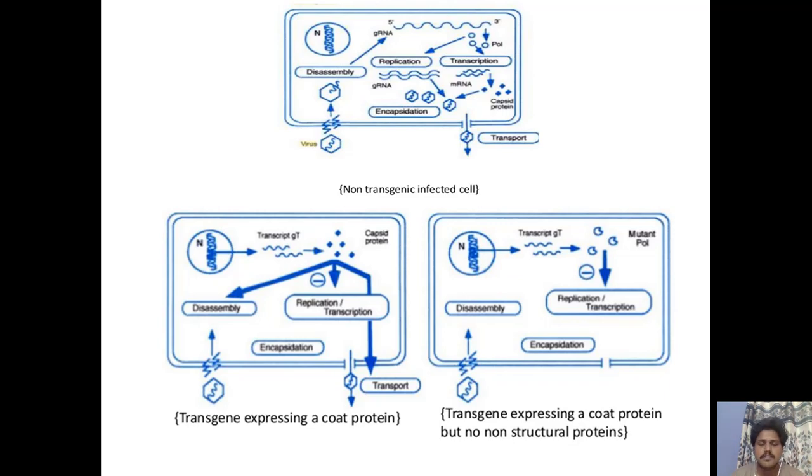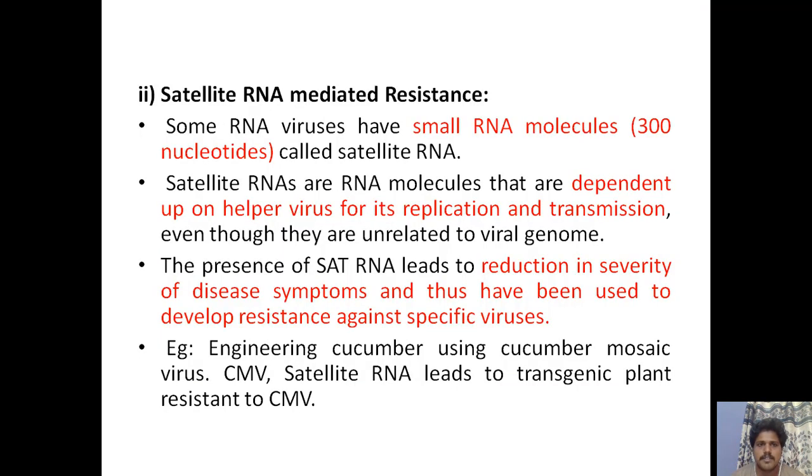In the next picture, if you observe, the transgene expressing coat protein has already been inserted into it. Now what has happened? The coat protein is produced, and gradually it is already made in the cell. So whenever the virus enters, it is engulfed, the coat protein surrounds it, and it is left out. So the transgene expresses a coat protein, but no non-structural proteins are produced further. How? Because mutant coat proteins suppress these things, and no non-structural proteins are produced thereafter. This is how resistance is given.